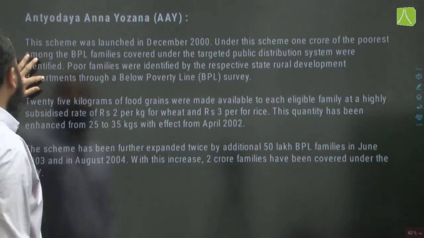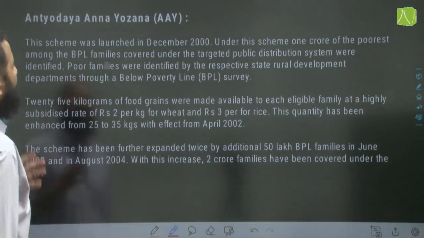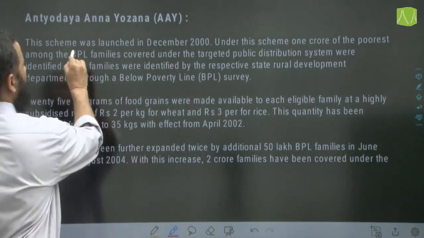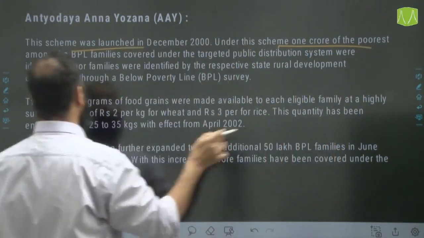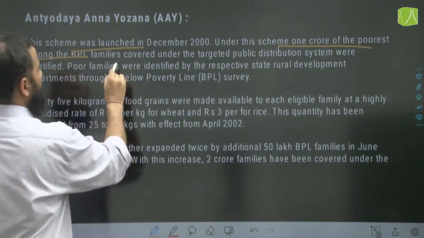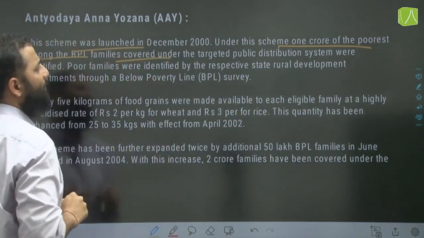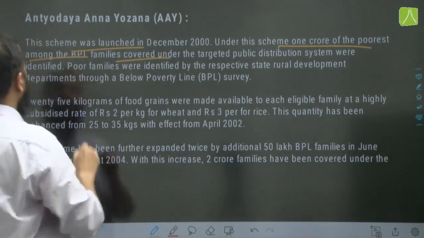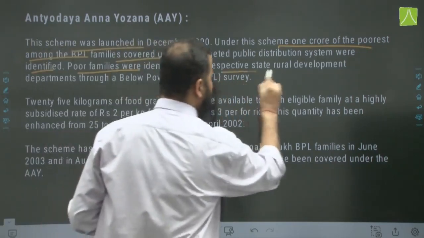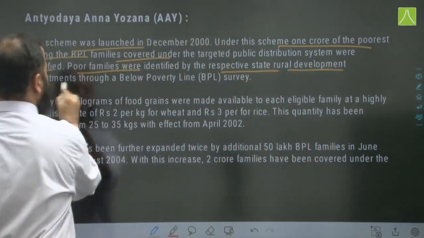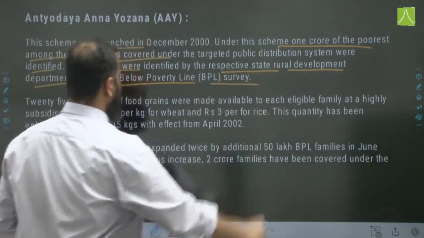Then the Antyodaya Anna Yojana, that is AAY, scheme was launched in December 2000. Under the scheme, 1 crore of the poorest of the poor among the BPL families were covered under the targeted public distribution system. Poor families were identified by the respective state and rural development departments through a below poverty line survey.